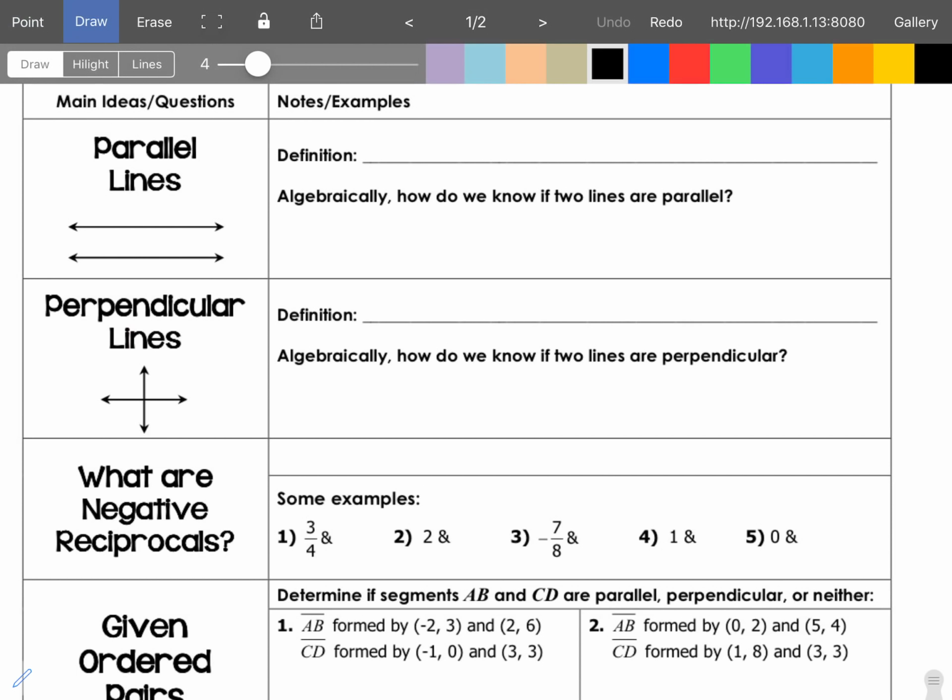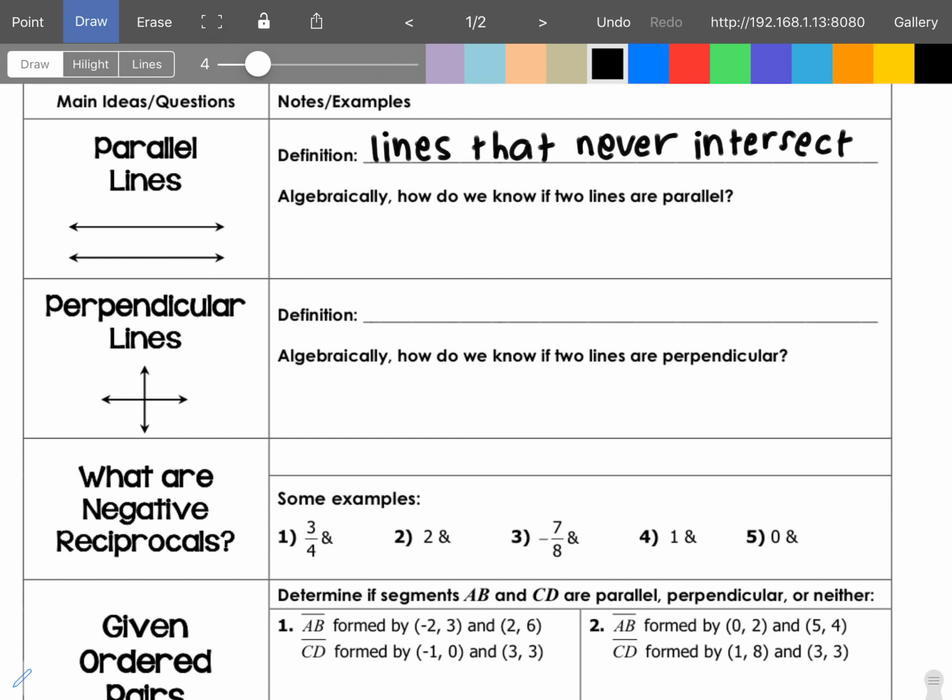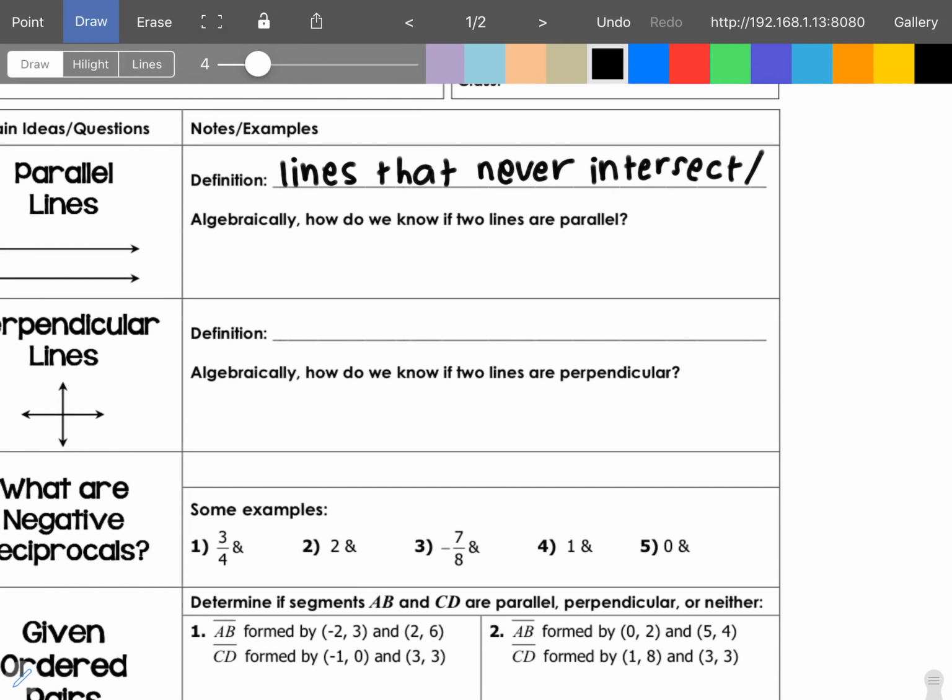The definition for parallel lines is lines that never intersect. So they'll never cross. They never meet each other. Or you can think of that, they never intersect or they never touch.